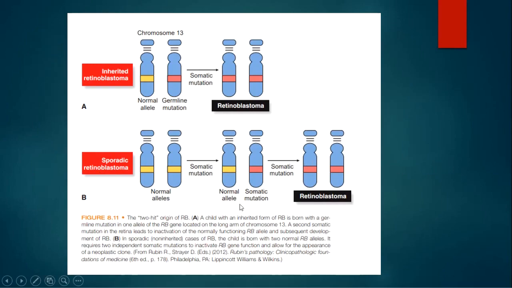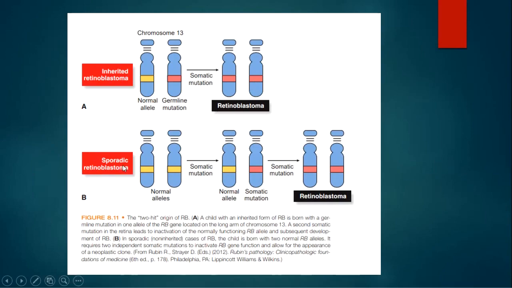So you can look at this picture here. This shows how the two-hit hypothesis works. In A you can see that a child has retinoblastoma, and here again a child has retinoblastoma. But in this case, the child had inherited retinoblastoma. That means his parents were involved. So he actually had an inherited mutation in his genes. This was the first hit, and then the somatic mutation, which was the second hit, he acquired. After two hit mutations, he developed retinoblastoma.